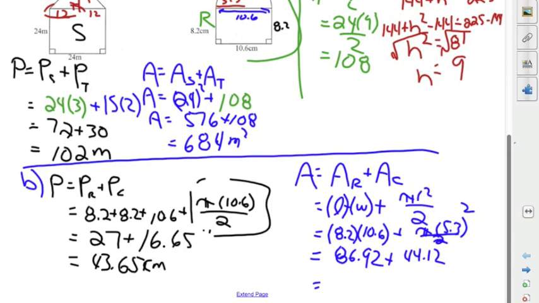So what's our final answer? 131.04, and what's the unit? Centimeters squared. Okay.